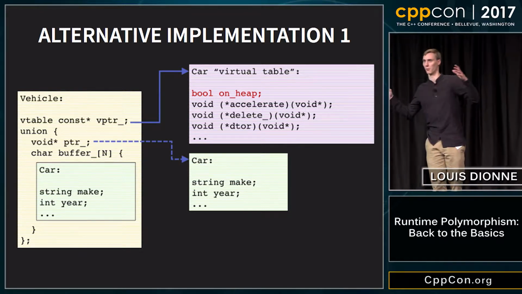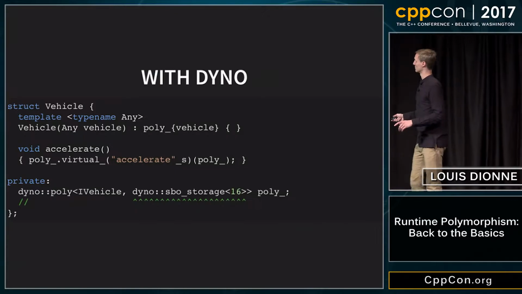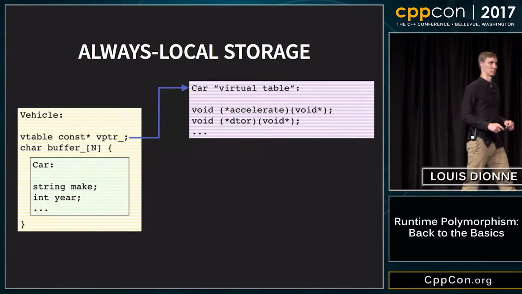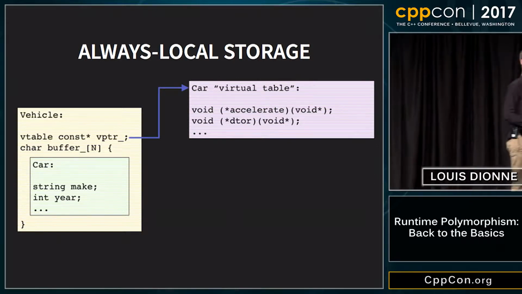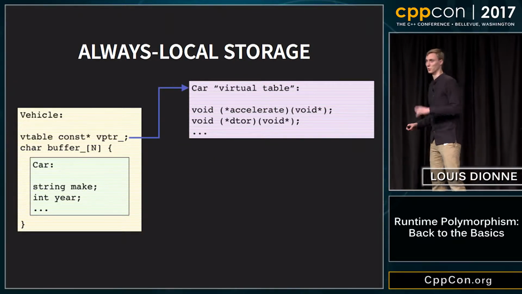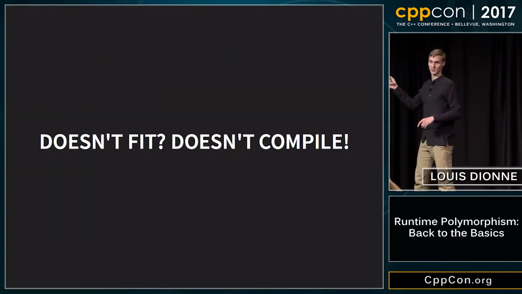You can have a local buffer and have a fallback to the heap. And what we're going to do now is push this further. We're going to say let's not have a fallback. So you have a local buffer of a fixed size, and you don't have a fallback. So when the type is too large, it doesn't compile. That's what you want.